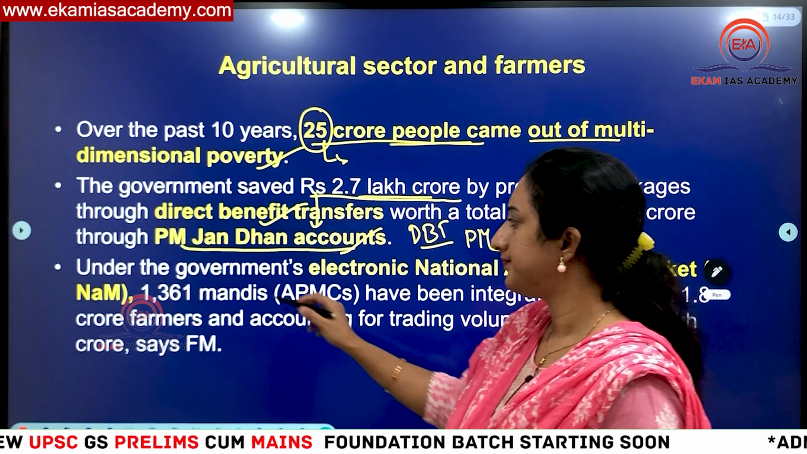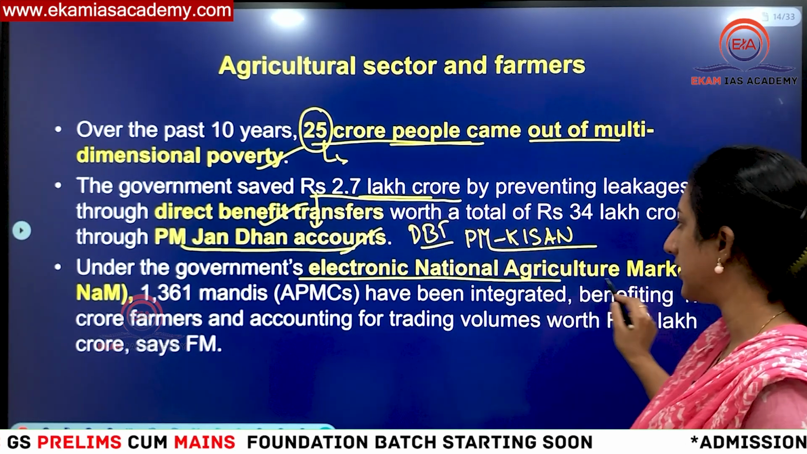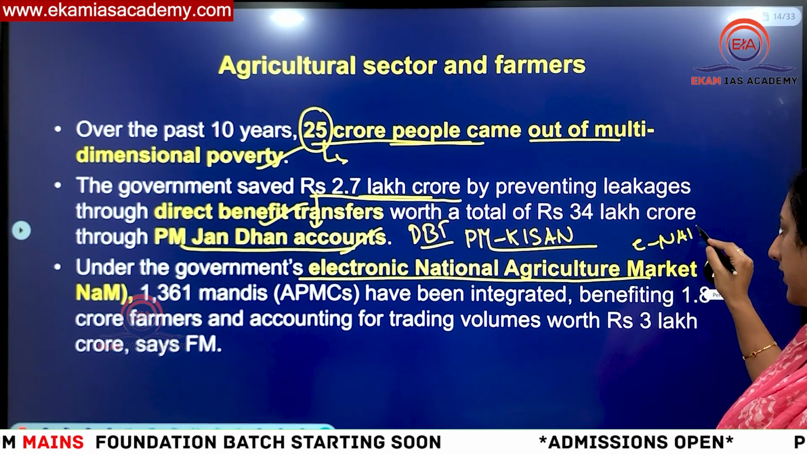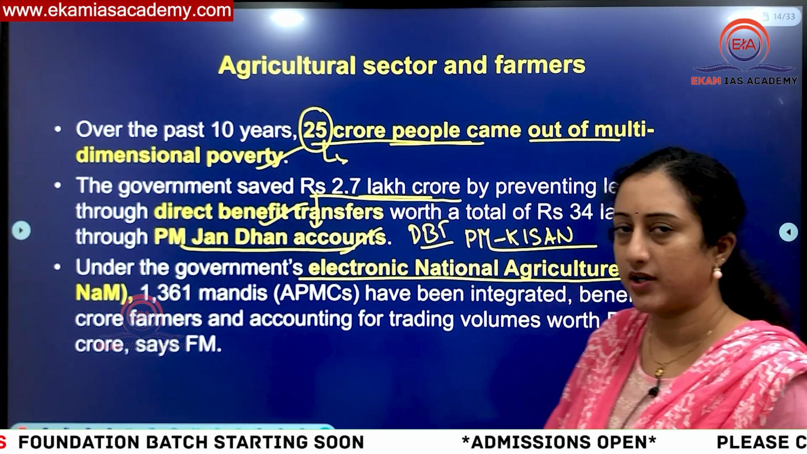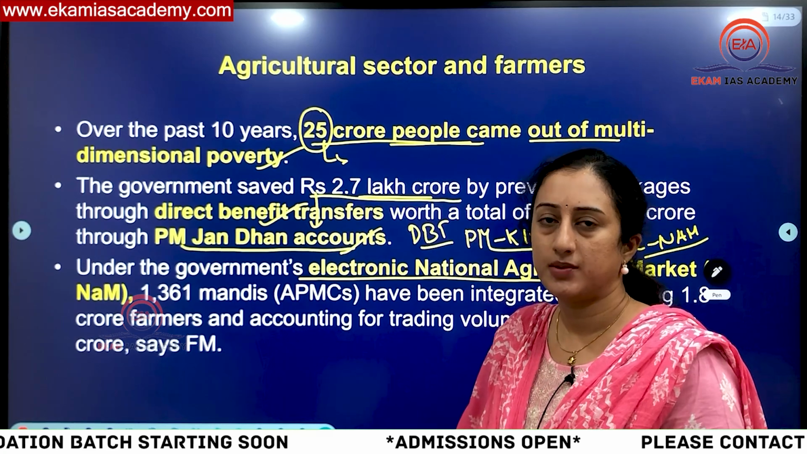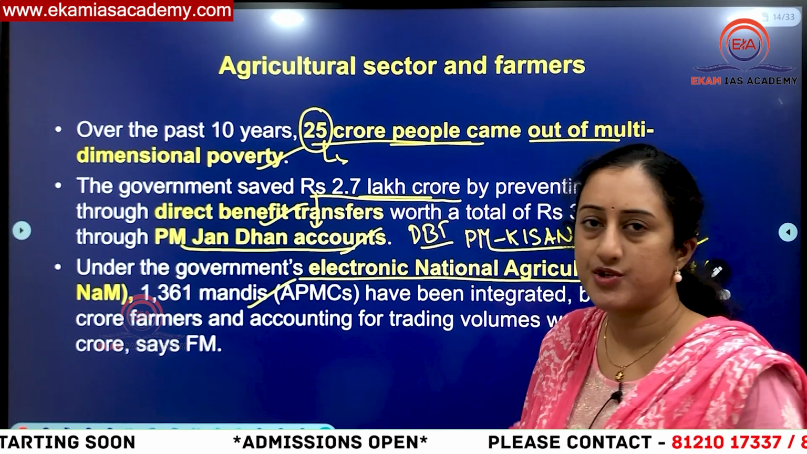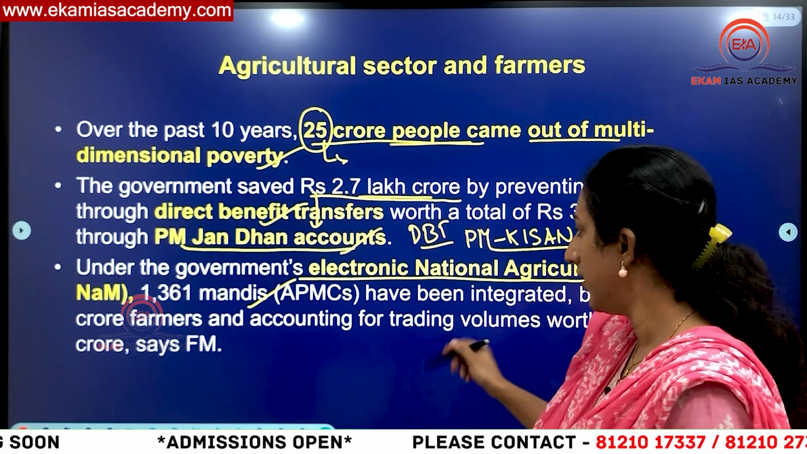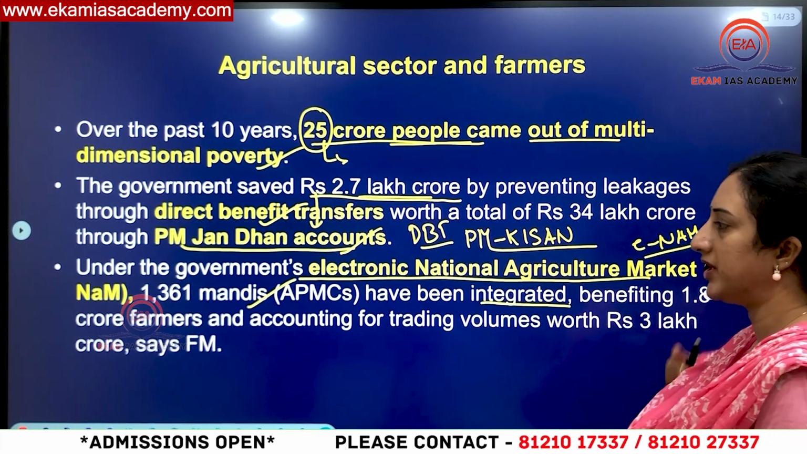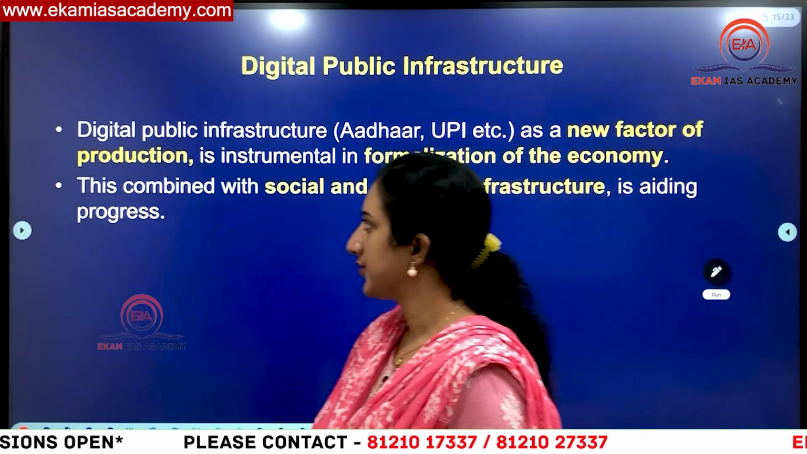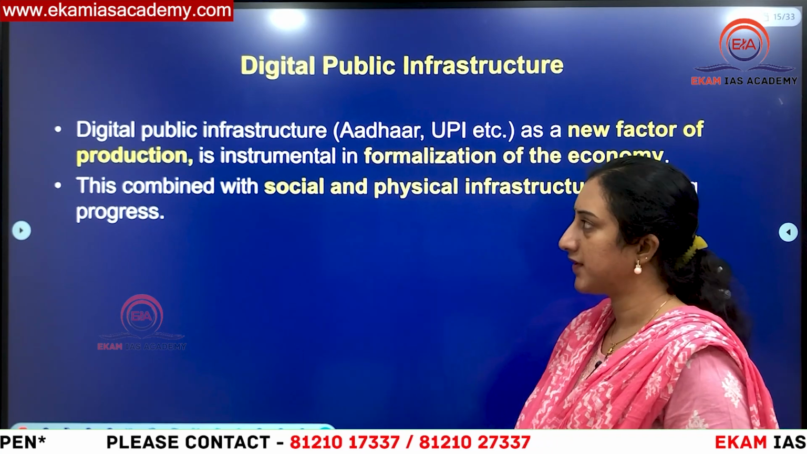Then the government's electronic national agriculture market, eNAM. National agriculture market means you can have a unified market, and from one place to another we can sell the products easily. APMCs, agriculture produce marketing committees, have also been integrated so that so many crore farmers are getting benefited out of this agriculture trade. So this is what. And next is the infrastructure related thing.